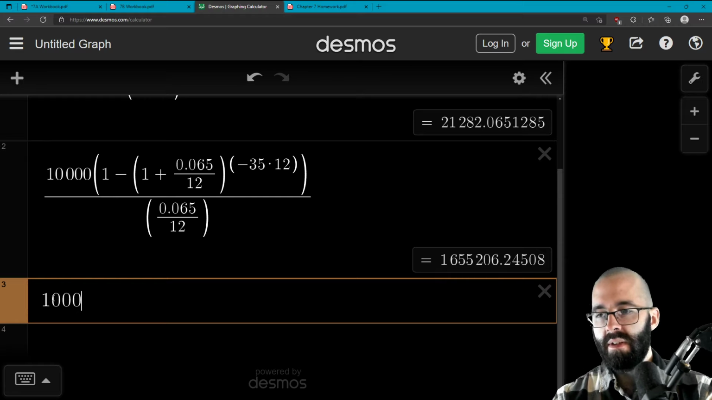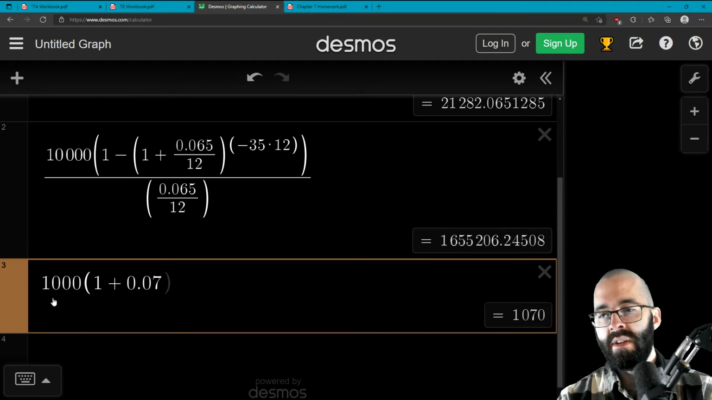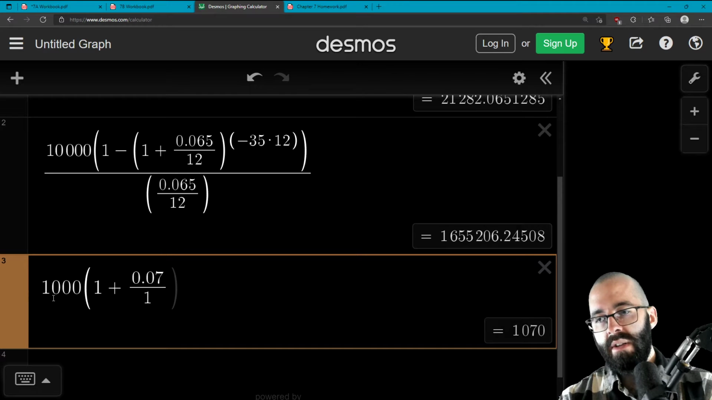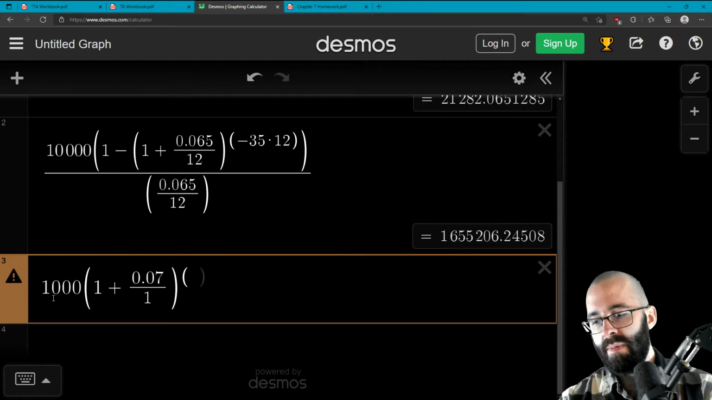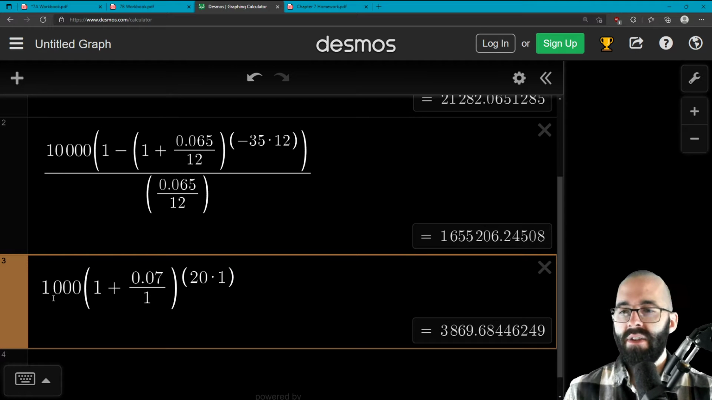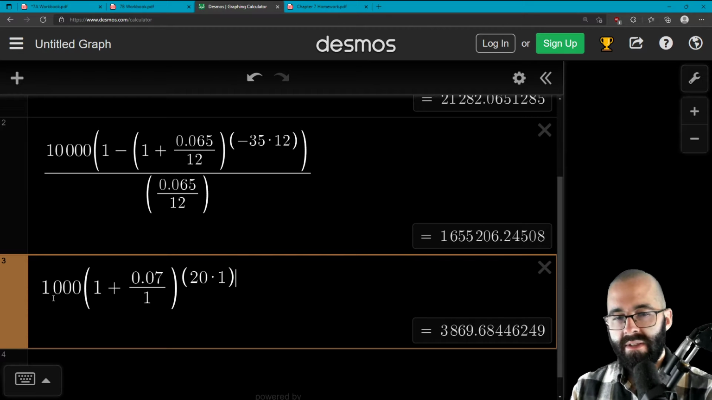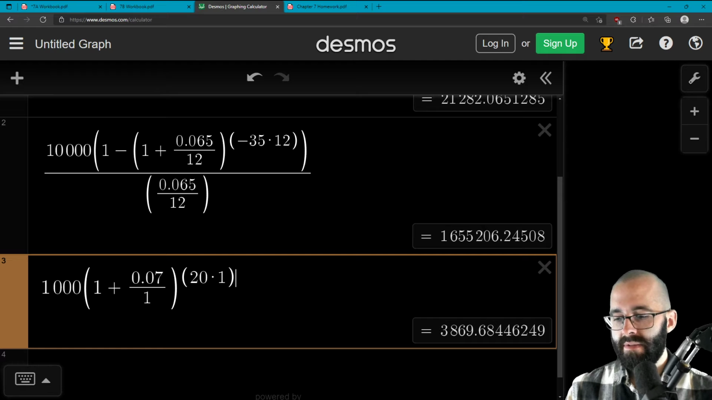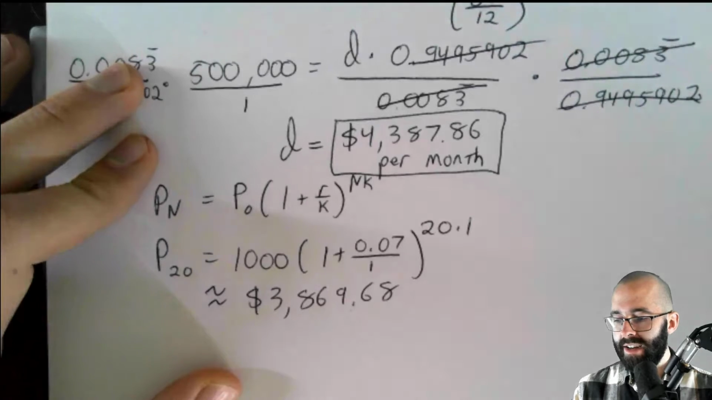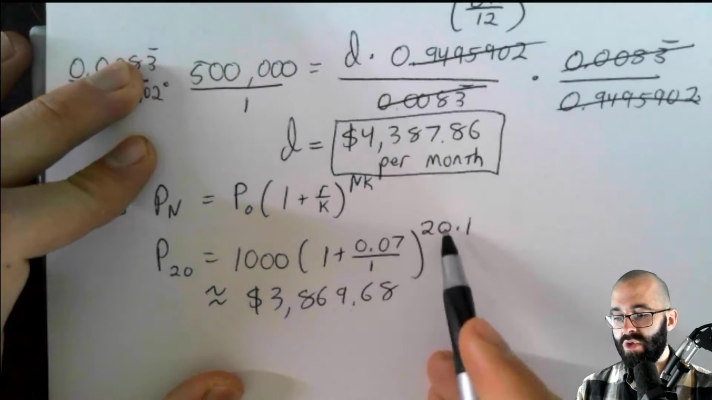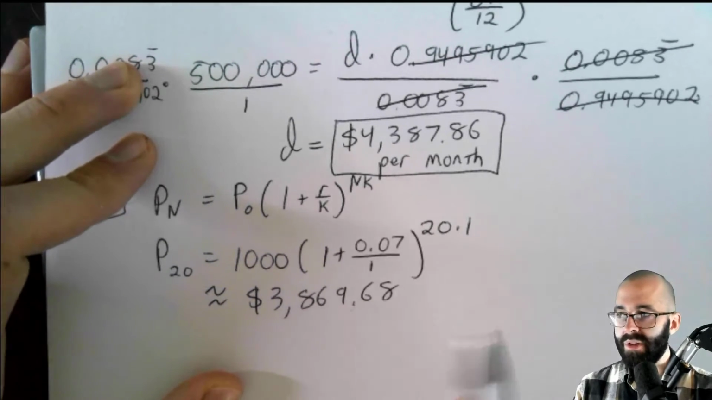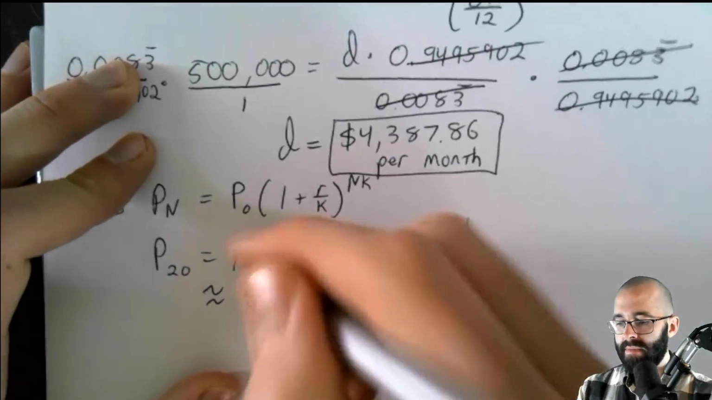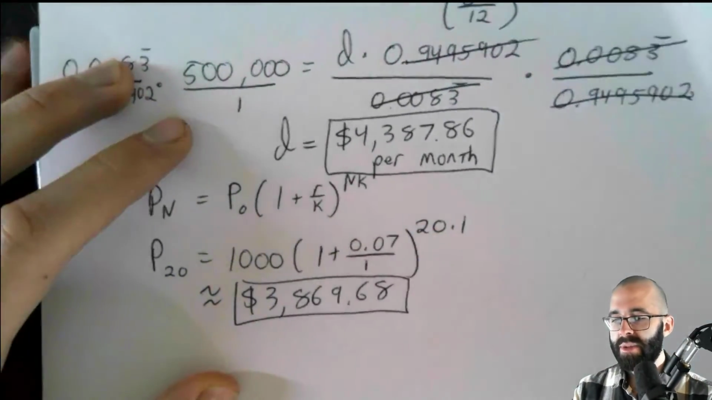We're going to get 1,000 parentheses 1 plus 0.07 divided by 1, close parenthesis up here, 20 times 1. We can type it in exactly like it looks, or we could have simplified it a little bit first. But either way, we're going to round to the nearest cent and say that it's going to be worth approximately $3,869.68. So this is a nice interest rate, right? We deposited $1,000. After 20 years, we've almost quadrupled our money. And that's compound interest. That's problem number 6.